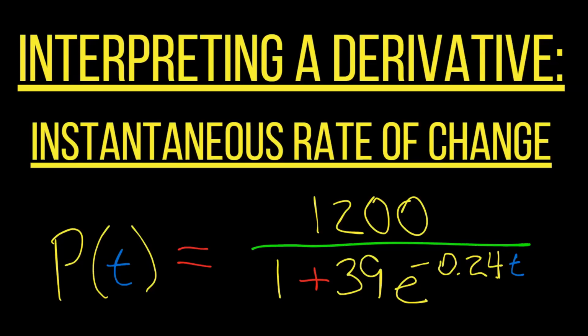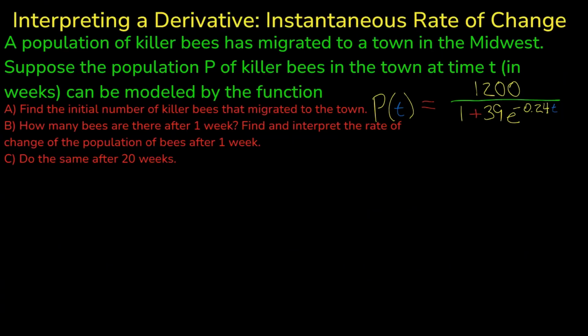All right, AP Calc students, Mr. Antonucci here, and we're continuing on with our series on interpreting a derivative, and now we want to talk about how to interpret it as an instantaneous rate of change. So let's start off with a problem.